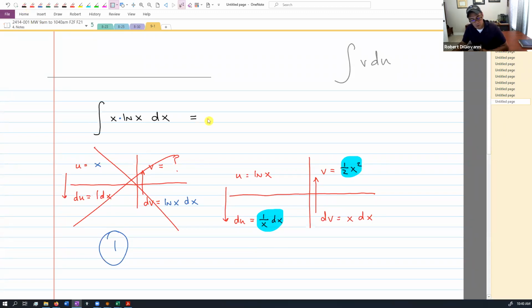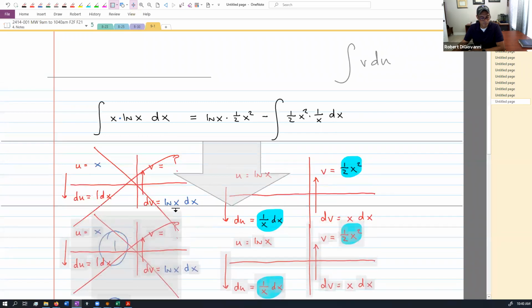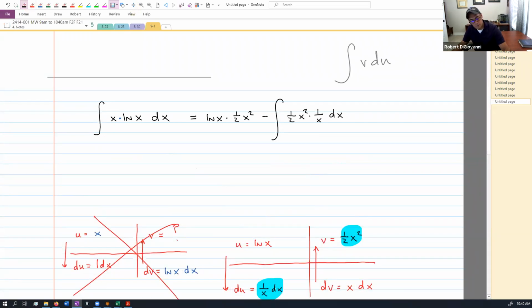This will become, according to the formula, uv, which will be the natural log x times 1/2 x squared, minus the integral of voodoo, v times du, which is that. So there's voodoo. And do you see how this just cleans up, right? x squared over x. I have here natural log x times 1/2 x squared minus 1/2 integral of x dx.